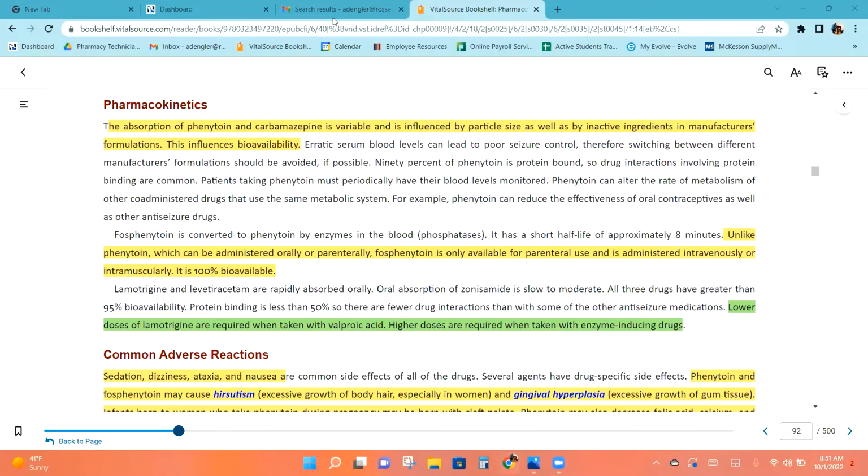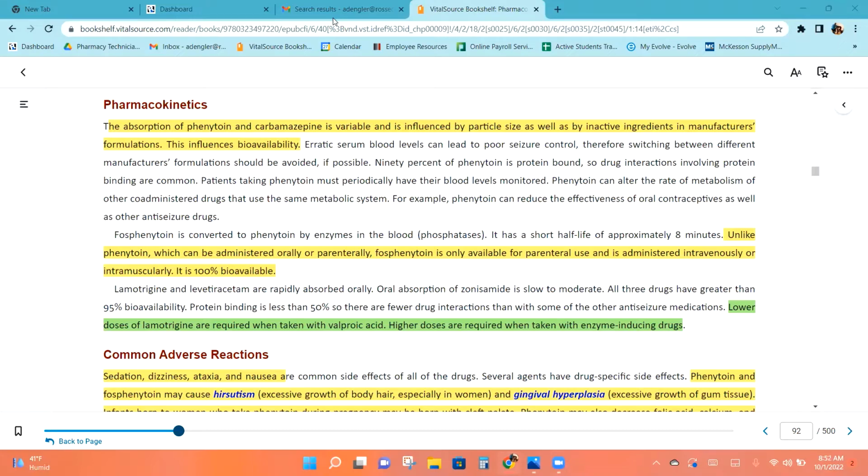The absorption of phenytoin and carbamazepine is variable and influenced by particle size as well as by inactive ingredients and manufacturer's formulations. This influences bioavailability. Fosphenytoin is converted to phenytoin by enzymes in the blood. It has a short half-life of approximately only 8 minutes. Unlike phenytoin, which can be administered orally or parenterally, fosphenytoin is only available for parenteral use and is administered intravenously or intramuscularly. It is 100% available.